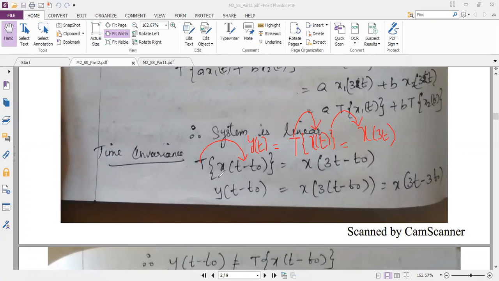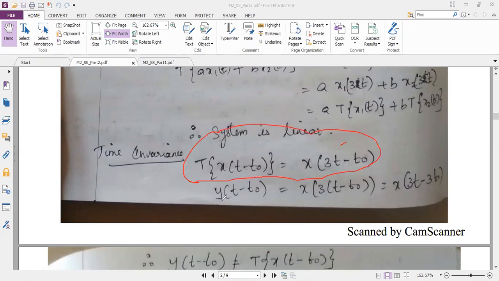So if I introduce the delay in x of t's place, t minus t naught, then I will get x of 3t minus t naught. So only I am introducing the delay minus t naught. So the next step is, through this operation, this is my answer.